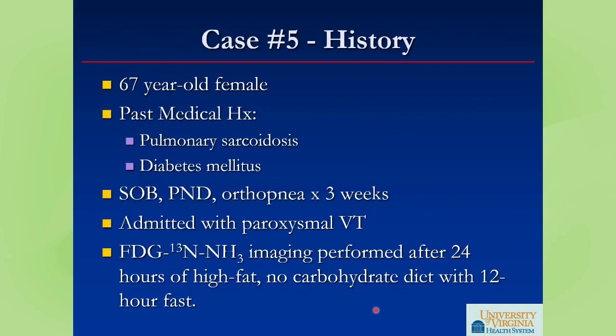So I want to finish with one last case. 67-year-old female who has a past medical history of pulmonary sarcoidosis and diabetes mellitus. She comes in with shortness of breath, paroxysmal nocturnal dyspnea, and orthopnea for 3 weeks, and unfortunately was admitted with paroxysmal ventricular tachycardia. She received a 24-hour high-fat, no-carbohydrate diet, and this diet can be ruined by so much as a Tic Tac. So there are extremely stringent rules on what the patient can eat the day before imaging, and then they have a 12-hour fast, which is nobody's favorite.